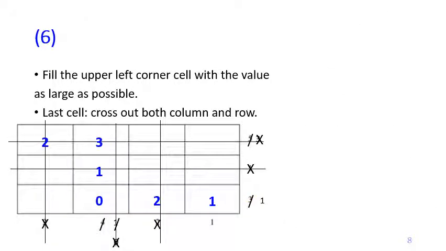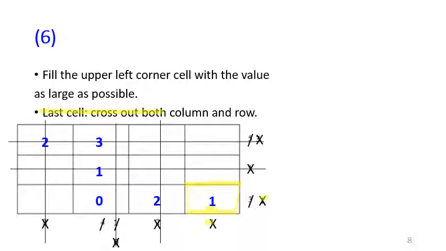Now finally, when you have the very last cell, you may just fill it with 1 and 1, and the largest value that you can fill there is 1, and then you may cross both. So only at the very last cell can you cross both column and row. Only in the last cell.